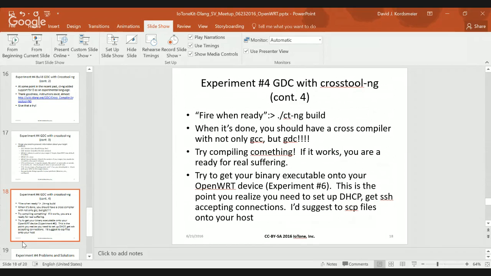Now, the last thing that I hit my head on was getting stuff onto my router. When you have a base OpenWRT device, it doesn't have DHCP set up, it doesn't have SSH set up, so you have to go and configure it through the debug port, and then copy your stuff onto the system.